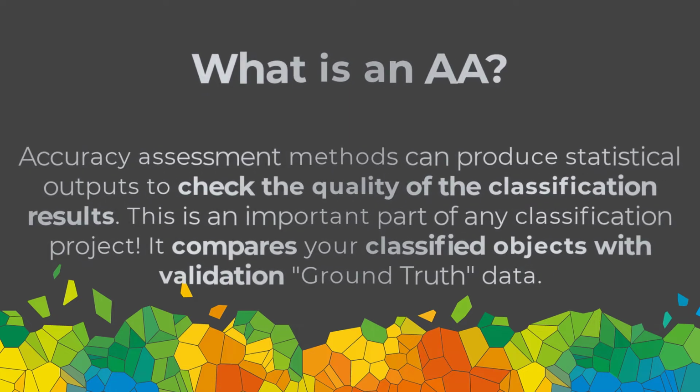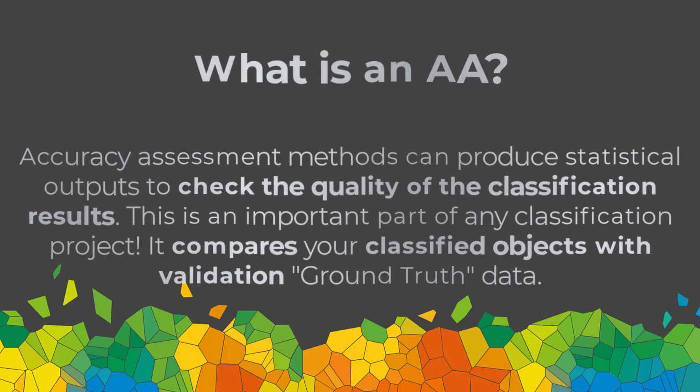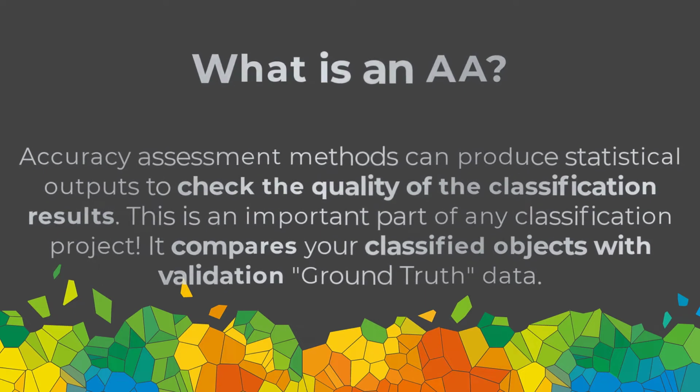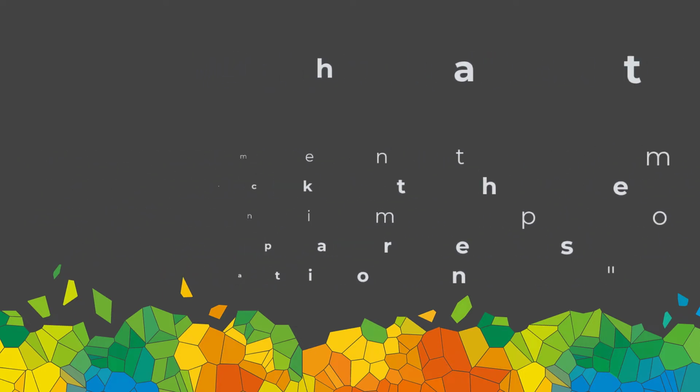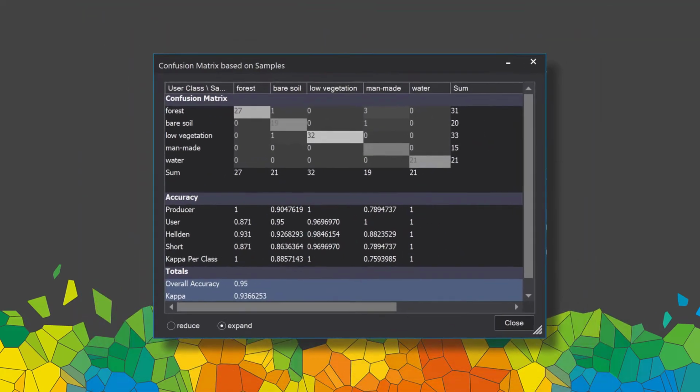It compares your classified objects with validation, ground truth data. So you need two things. You need classified image objects and somehow ground truth data. In our example, we're going to have ground truth data as a vector file, but it also can be a raster, or you can manually create it in eCognition or whatever.